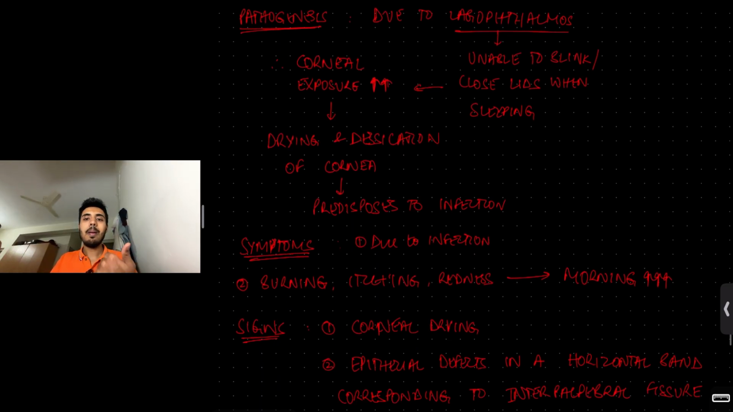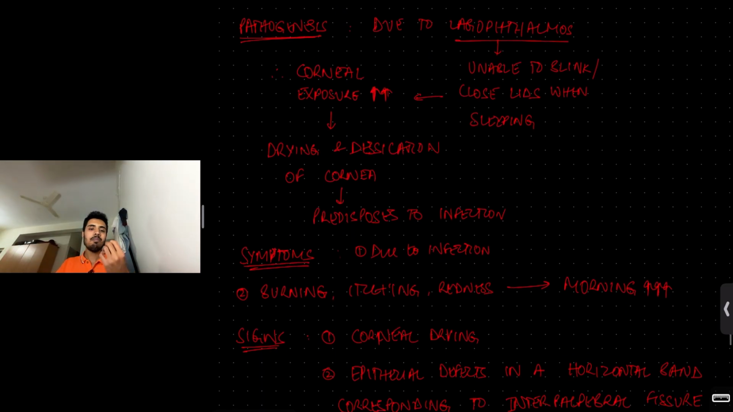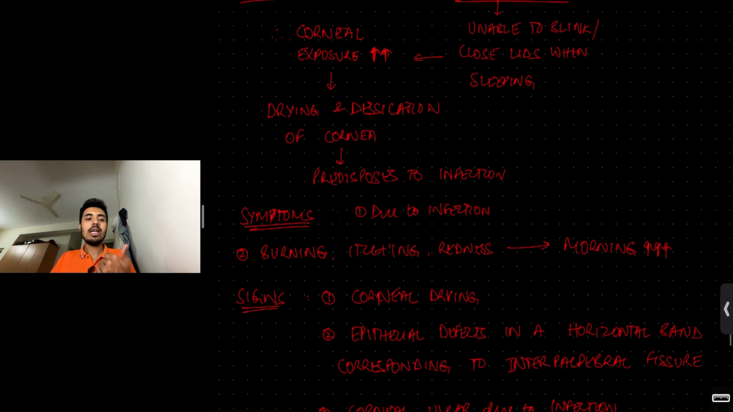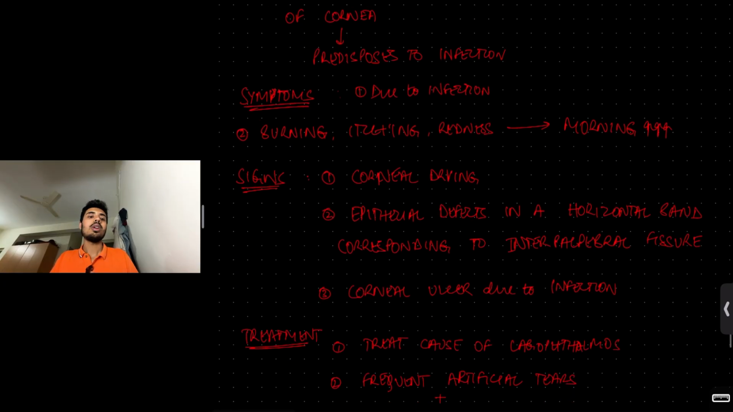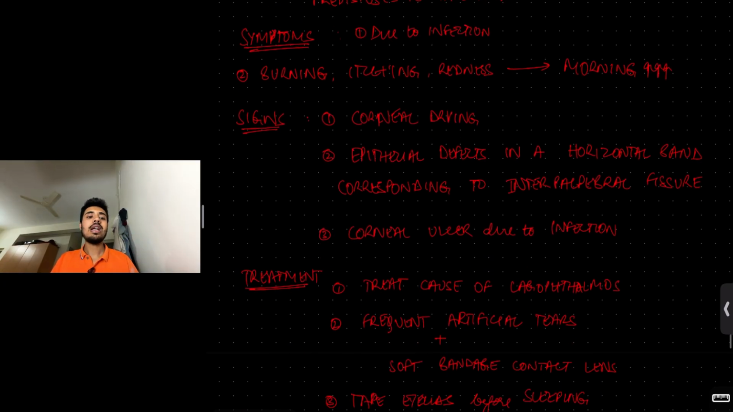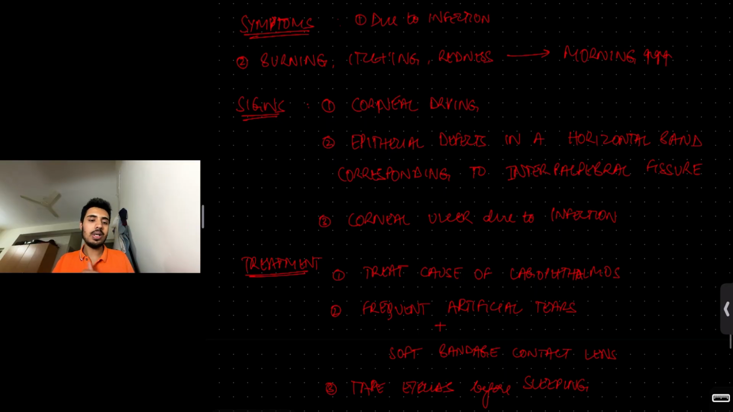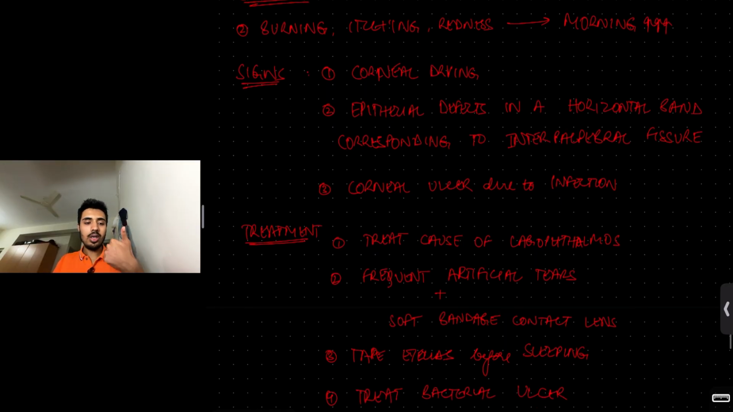Then you have pathogenesis. Pathogenesis is basically what happens due to lagophthalmos. The patient is not able to close the eyelids, so there is excessive drying and exposure. That predisposes to infection. Then symptoms are due to the infections, and in the morning especially you will have all this burning, itching, redness. Signs are corneal drying, epithelial defects in the form of a corneal band, and bacterial corneal ulcer due to the infection.